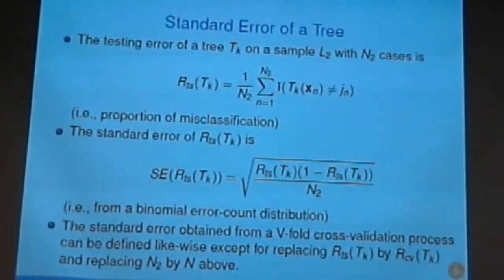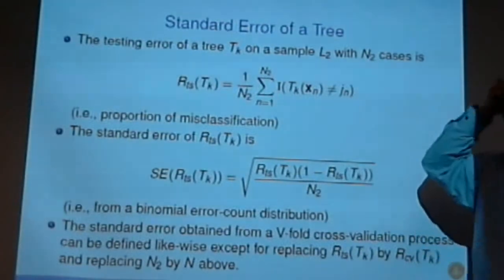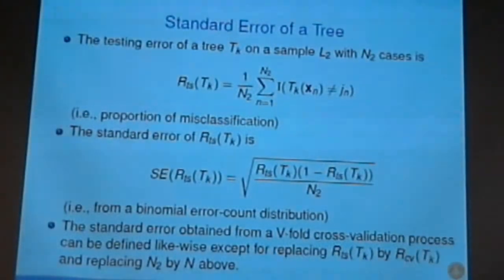So you take the error rate. The proportion of misclassification is the one that we're testing, and the standard error of that is a hit or miss, a success or failure. So the standard error for that is given by this. This is the standard error for a proportion of success, so with the binomial distribution, we have this result.